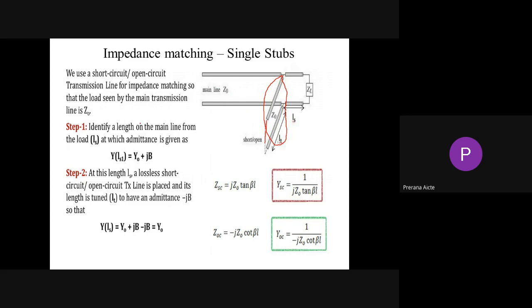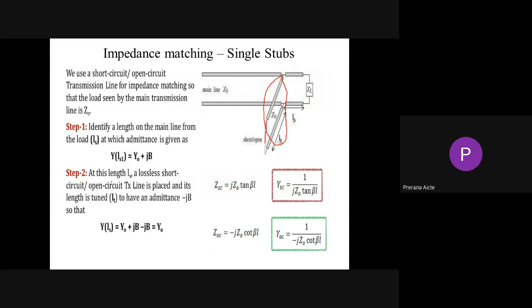First, identify the length on the main transmission line from the load. So you identify the distance at which these stubs are connected from the load. So from the load, at l of s the admittance is given by Y in at l of s equals Y naught plus jB. Y naught is nothing but the output admittance, so Y naught is equal to 1 by Z naught.